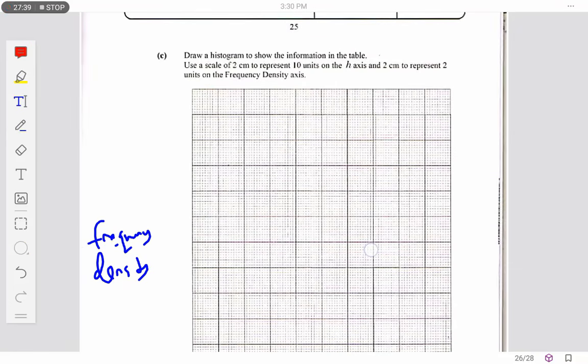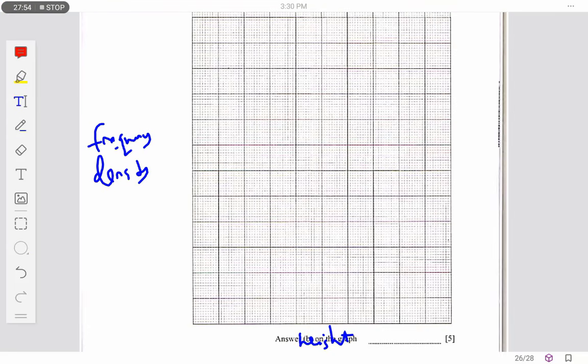Do we have a scale? Okay, they gave us a scale. For the height, that's the x-axis, is 2 centimeters to 10. Then for the frequency density, it is 2 centimeters to 2. Okay, 2, 4, 6, 8. So I can say here 0, 2, 4, 6, 8, 10, 12.